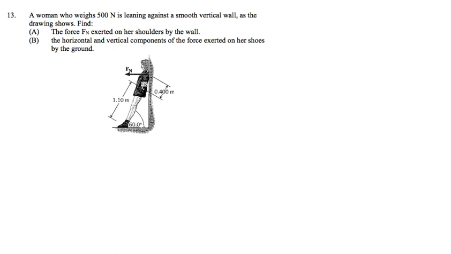Now, 13 is a person leaning against the wall. And when you lean against the wall, if there was no friction at all, this person's feet would move in that direction and the person would slide down the wall because of their weight.